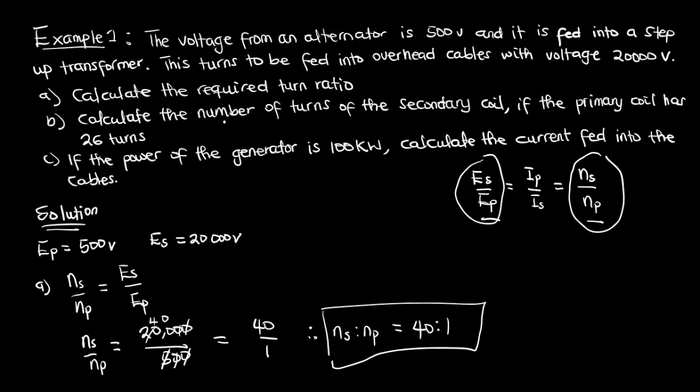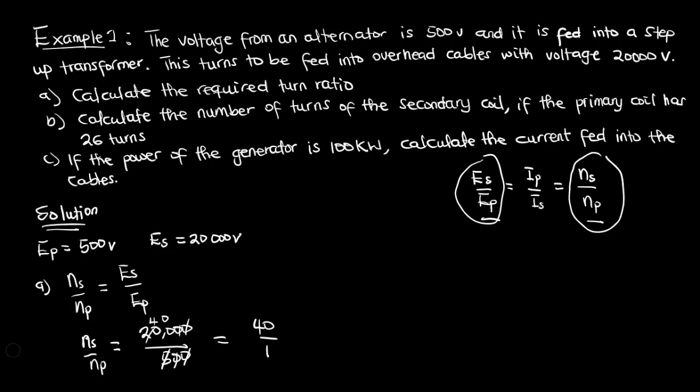The B is saying we have to calculate the number of turns of the secondary coil if the primary coil has 26 turns. Let me find a space here to squeeze it in. Before that, let me get just some small space. So let me erase this.